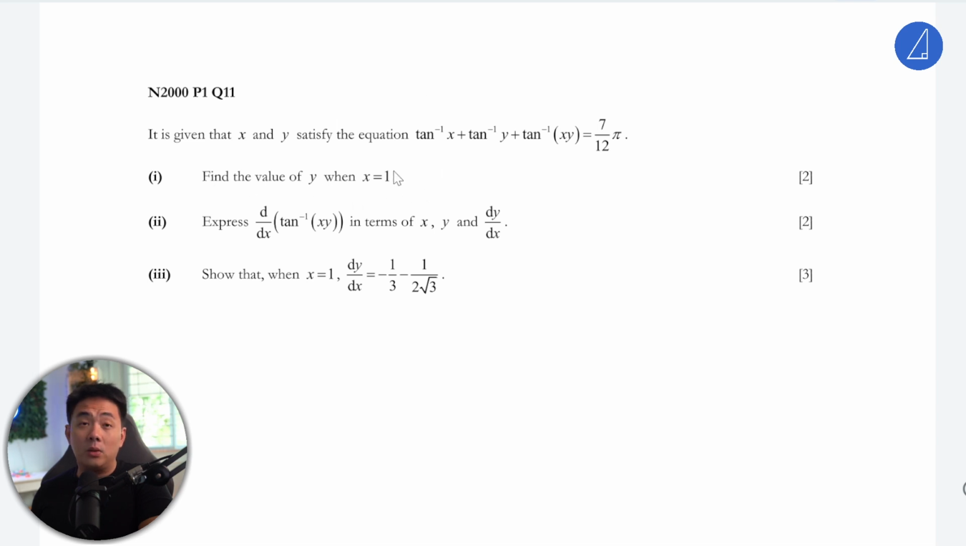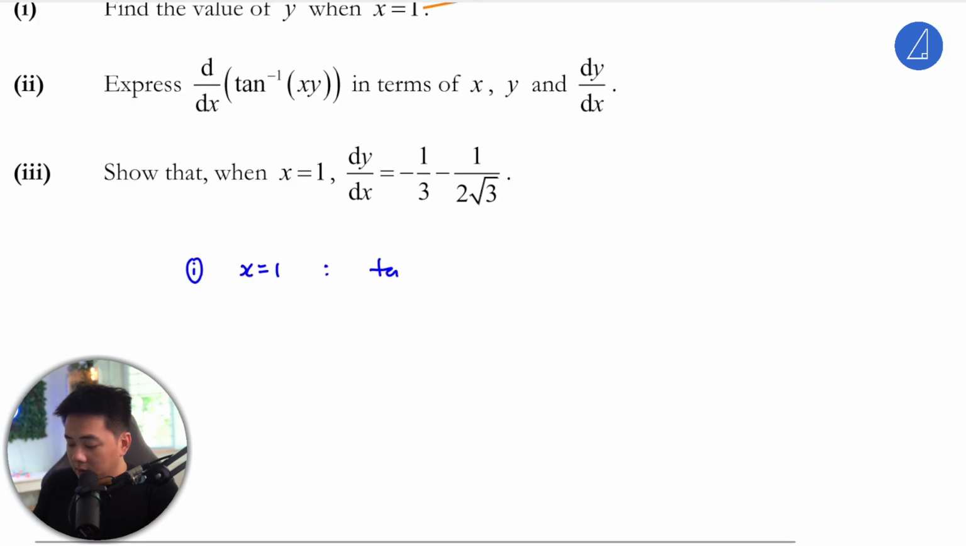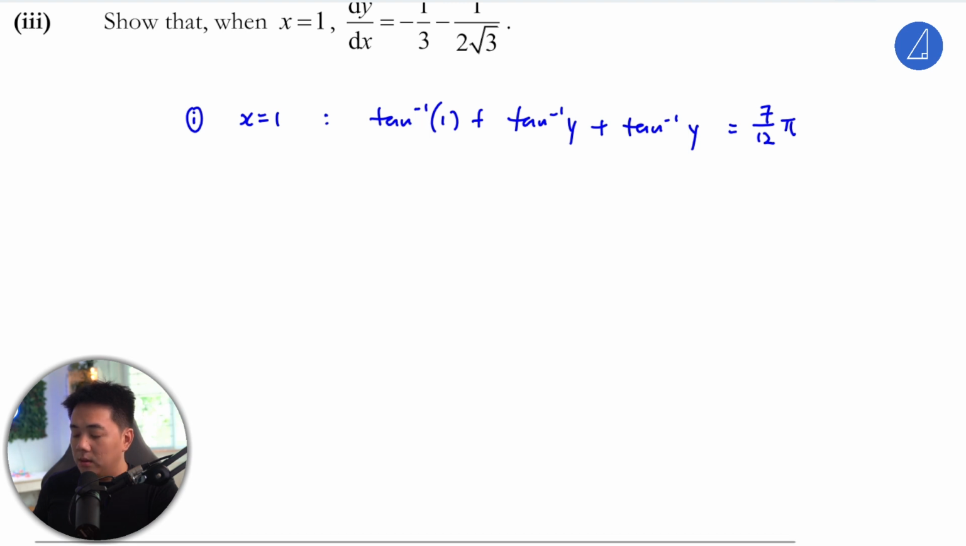So what we do is you just have to replace x into the equation, right? Then we just need to solve for our y, right? That's about it. So when x equals 1, what we get is tan inverse 1 plus tan inverse y plus tan inverse y equals 7 over 12 pi. This is 2 tan inverse y, so we can just sum them up.